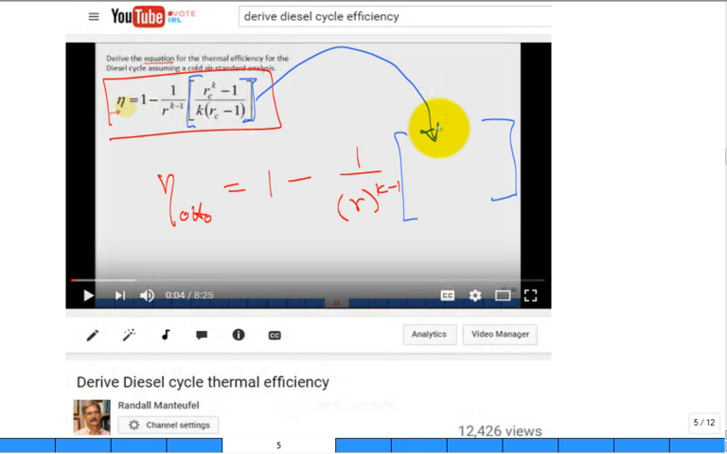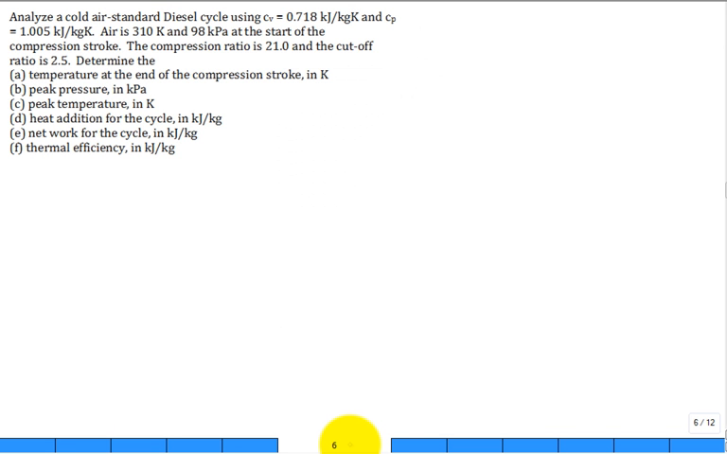And the thermal efficiency of the diesel is a function of not only K and the compression ratio, but also the cutoff ratio, the cutoff ratio R sub C. We're going to set up and solve a problem. So we want to perform a cold air standard analysis of a diesel cycle using this value of C sub V and this value of C sub P.